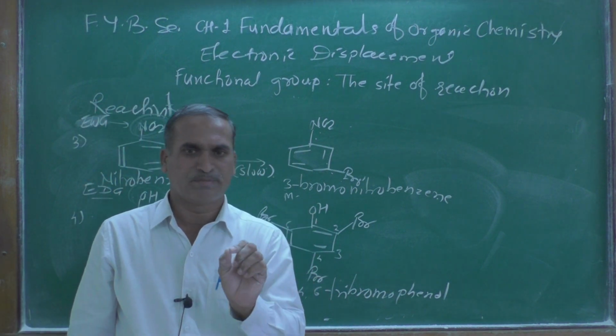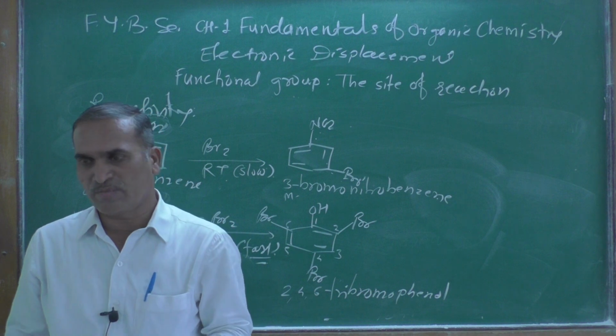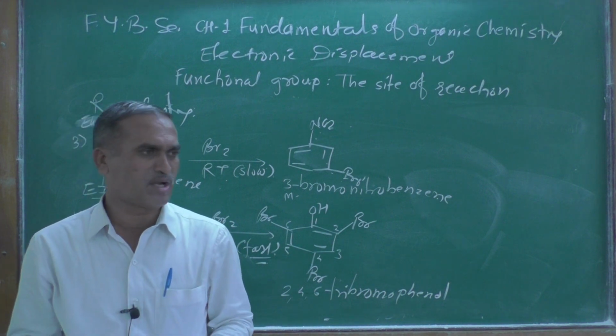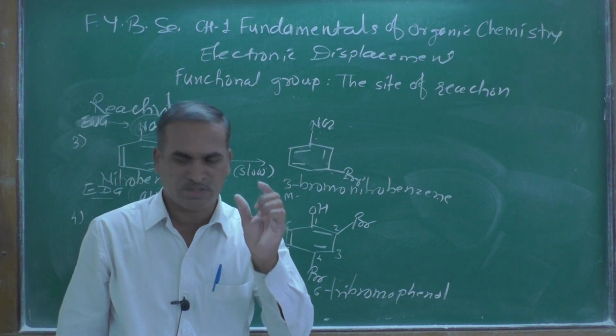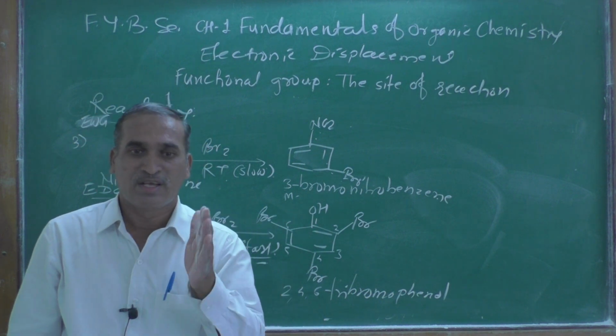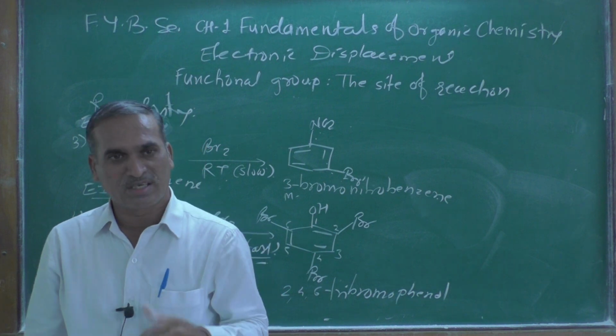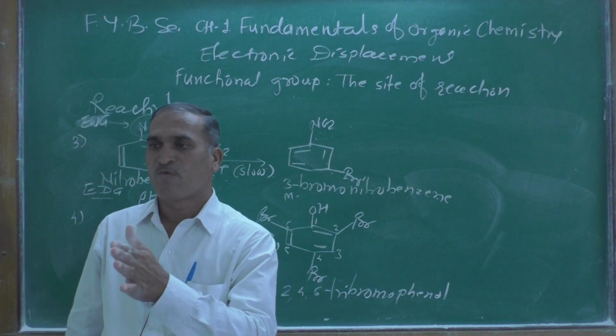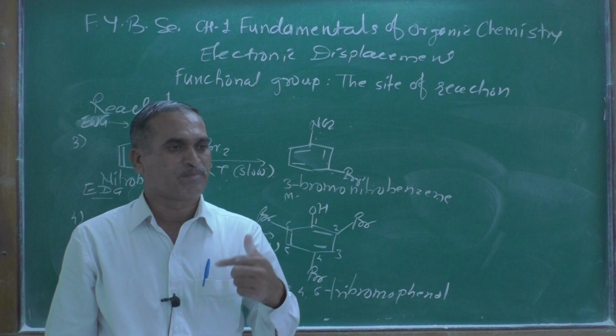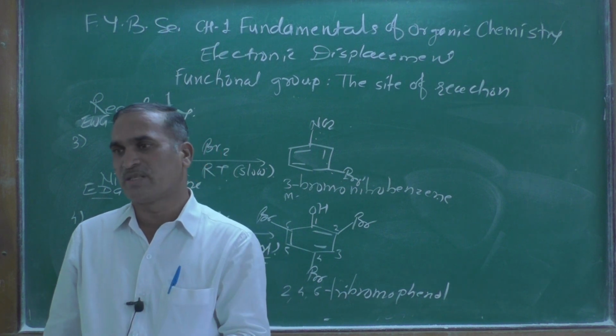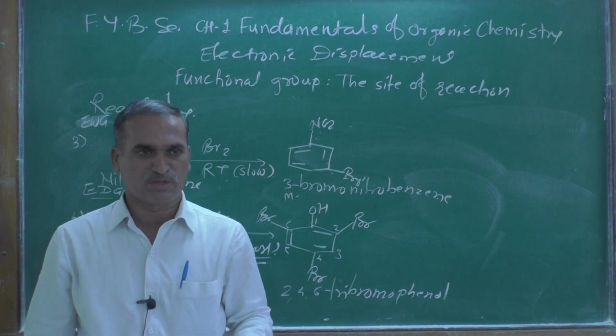There are mainly 6 structural effects we are going to study in this chapter. The first one is the inductive effect. The second one is the resonance effect. The third one is the hyperconjugative effect. The fourth one is the steric effect. The fifth one is tautomerism, and the sixth one is hydrogen bonding.